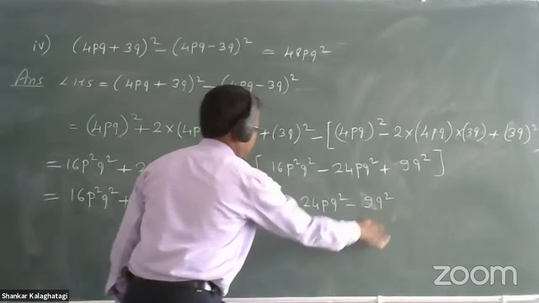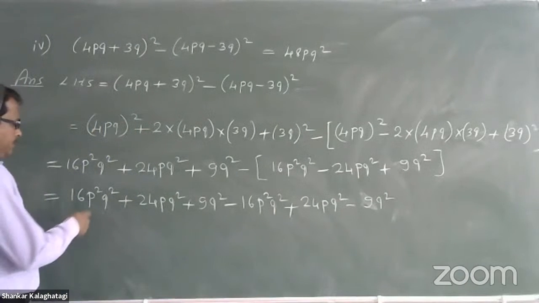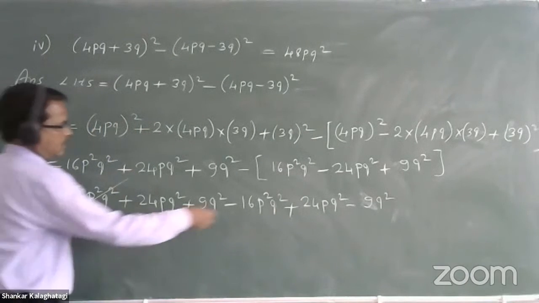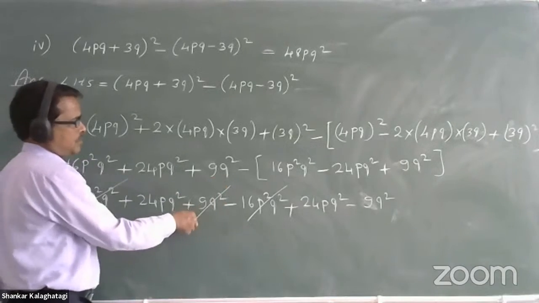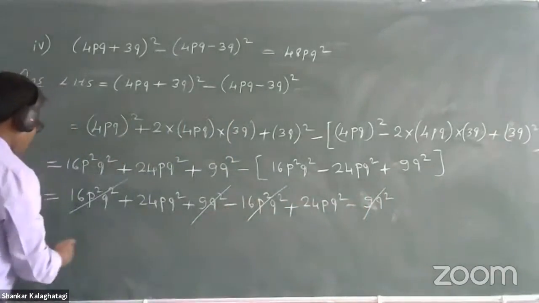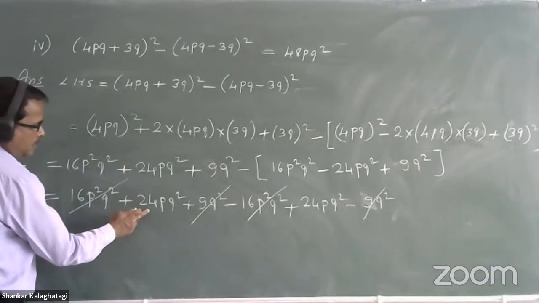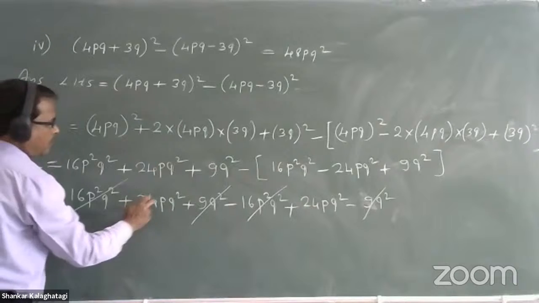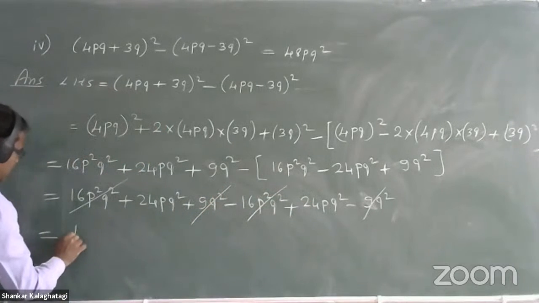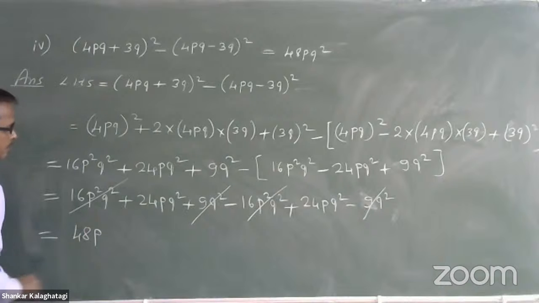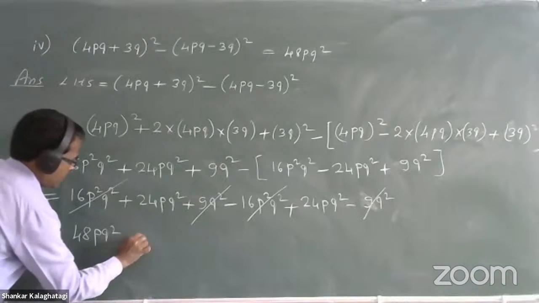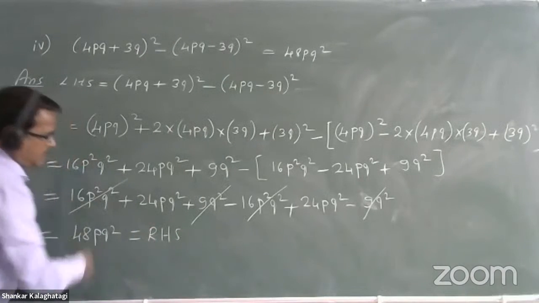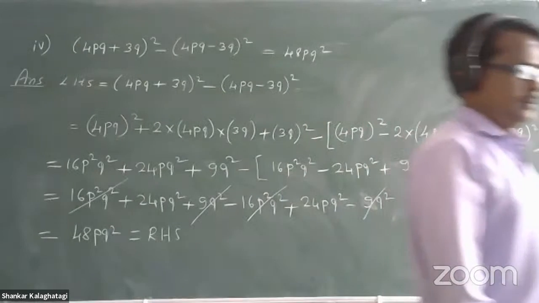Cancellation: which are like terms? Plus 16p square q square minus 16p square q square cancel, plus 9q square minus 9q square cancel. So 24pq square plus 24pq square is 48pq square. See RHS. This is equal to RHS. It is proved. LHS equals RHS.